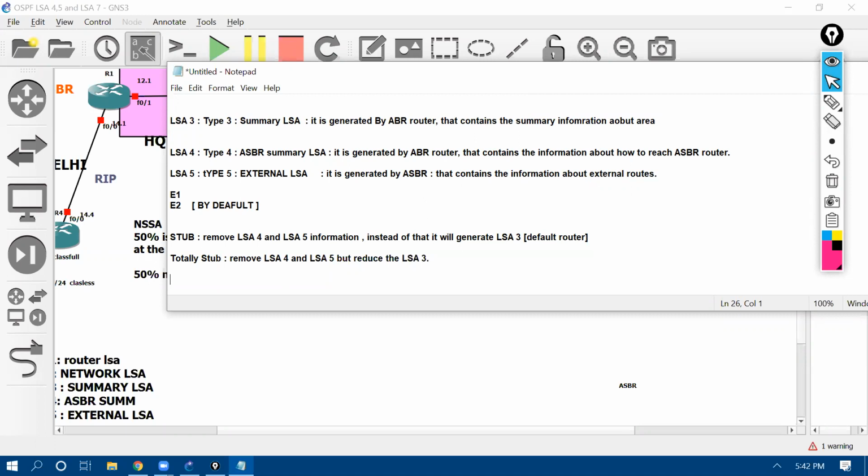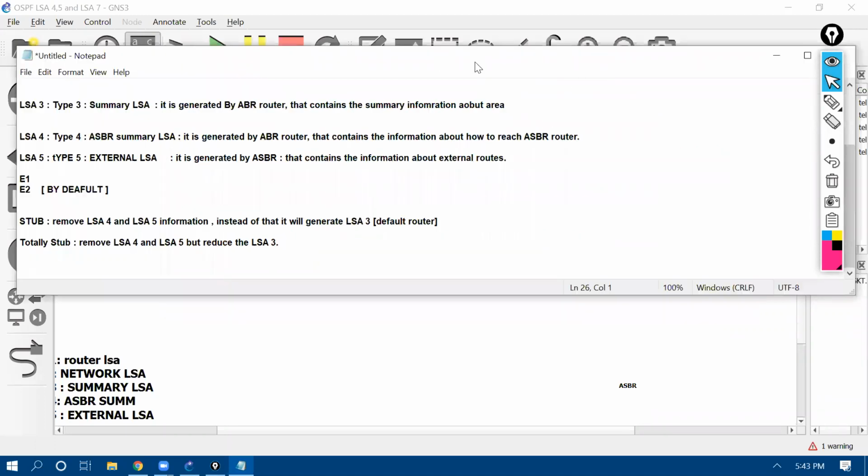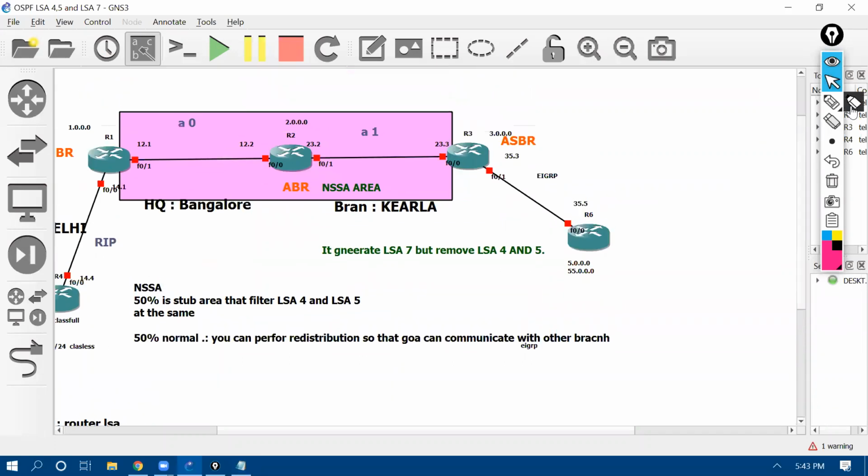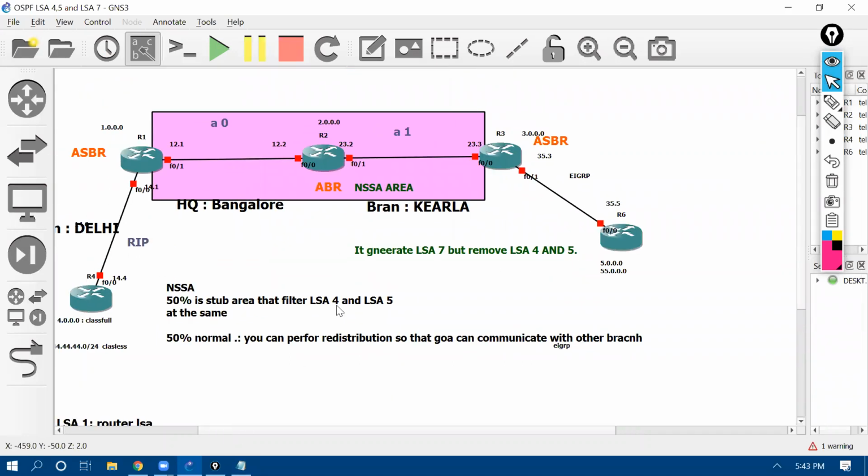And you cannot enable the stub feature in a transit network, like a transit area, like area 0 and a virtual link. So in this case, what happens? Just take an example. This is the headquarter. That's area 0. You cannot enable stub on this, right? And even you cannot enable stub on the virtual link.